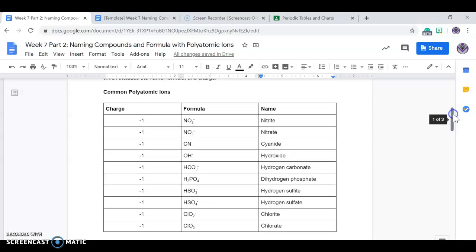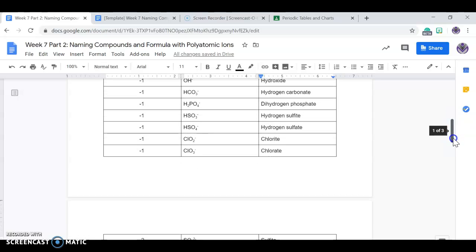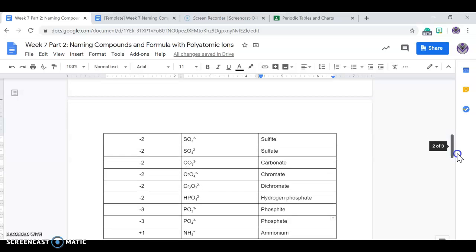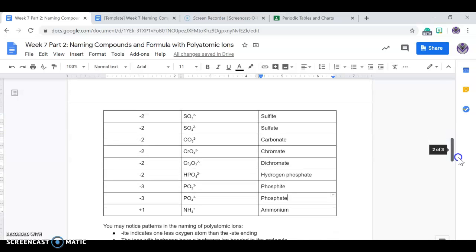So here's a table with the common polyatomic ions, and they include the chemical formula, the name, and the charge. And you'll notice it's exactly what you would expect. The formula indicates the charge, right? And then you have the name. So nobody expects you to memorize these, but you would be provided these. You should be able to come up with a balanced chemical formula and understand the names.